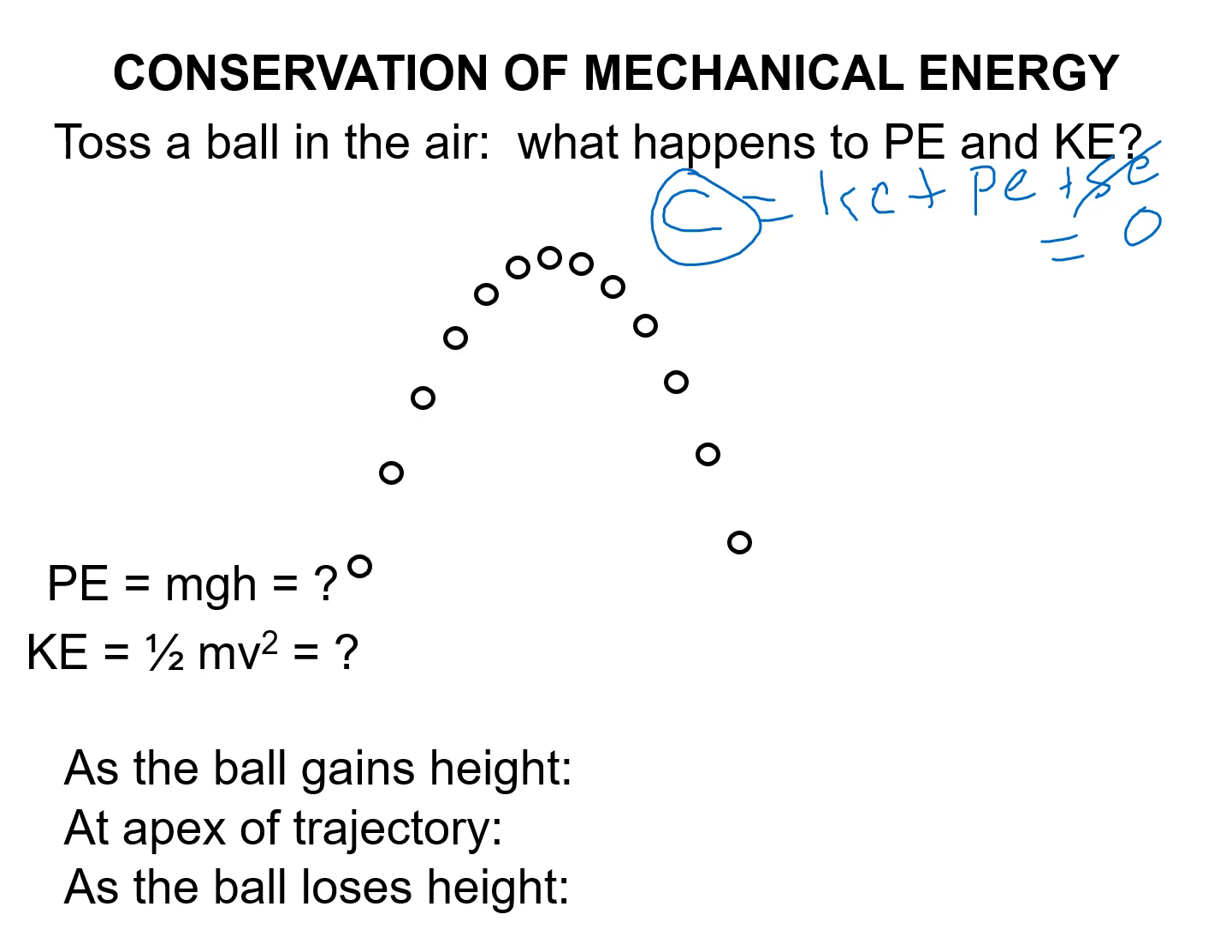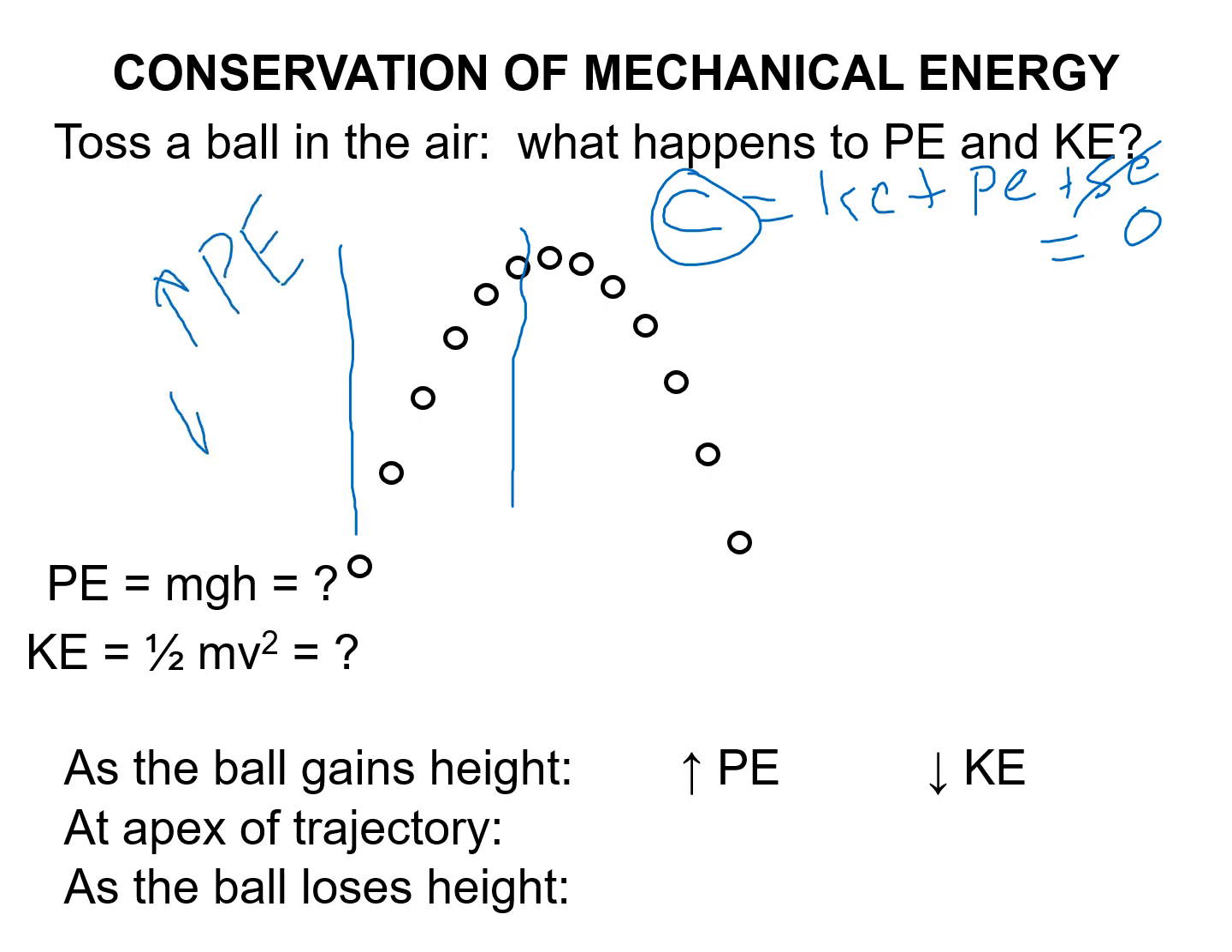As the ball gains height, you've thrown this ball in the air, it's gaining potential energy, but it's losing kinetic energy because as soon as you release the ball, it's at maximum velocity. But the higher it goes, it starts losing velocity. So you start losing kinetic energy. Let's divide this into thirds. This is where you're increasing potential energy, but decreasing kinetic energy.